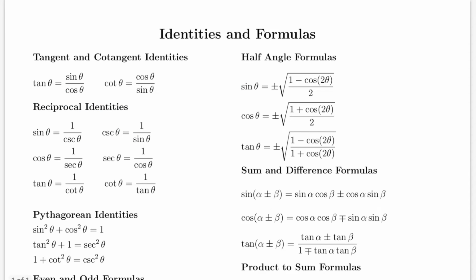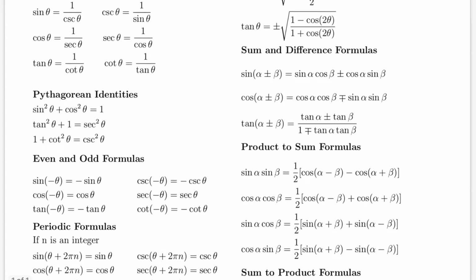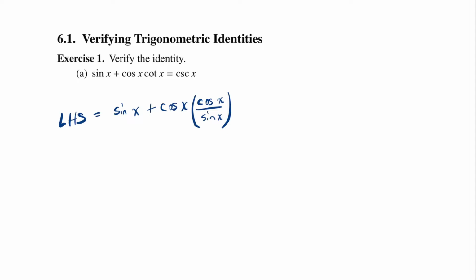And it's a good idea to have your trig formulas handy. Here's the formula sheet, because you're going to need a lot of these identities. You can find this in your module called, what is it called? I believe it's called formulas. So yeah, formulas and unit circle. You'll find that file there. Okay, so far we've gotten this.